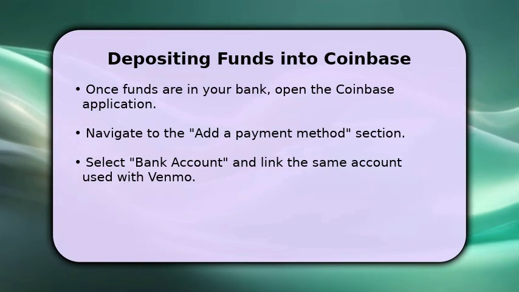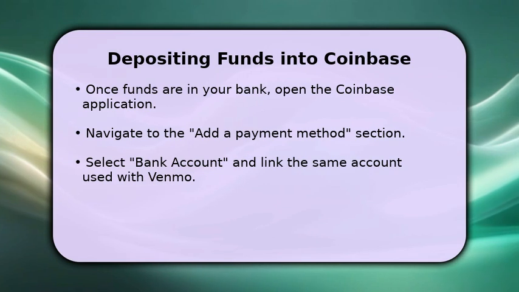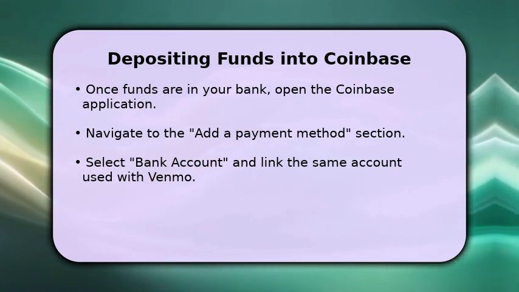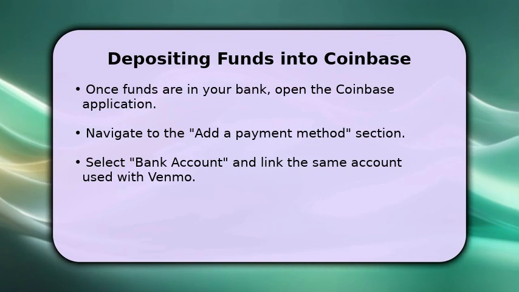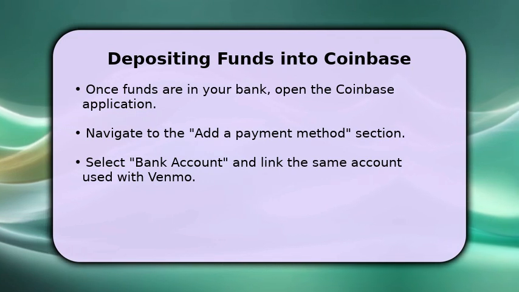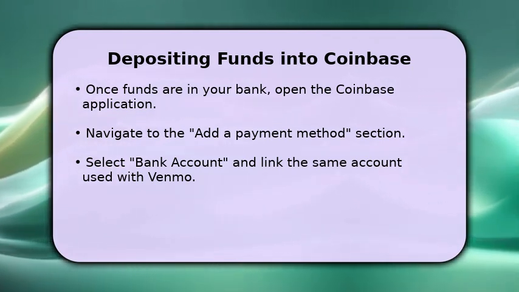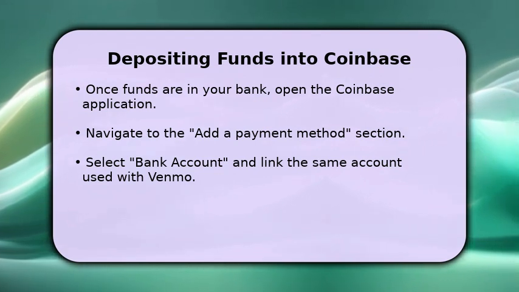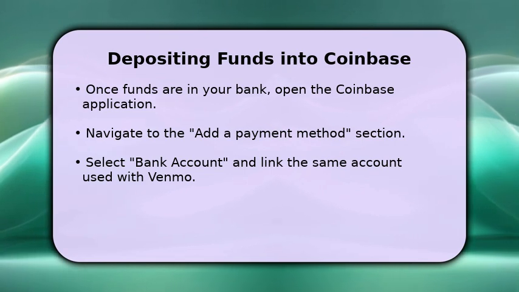After your funds have successfully arrived in your bank account, it is time to open the Coinbase application. Head over to the Add a Payment Method section within the app. Here, you will select Bank Account and securely link the very same bank account you used for your Venmo transfer. With your bank account connected, you can now easily deposit funds directly into your Coinbase balance, completing this indirect connection and enabling your cryptocurrency purchases.